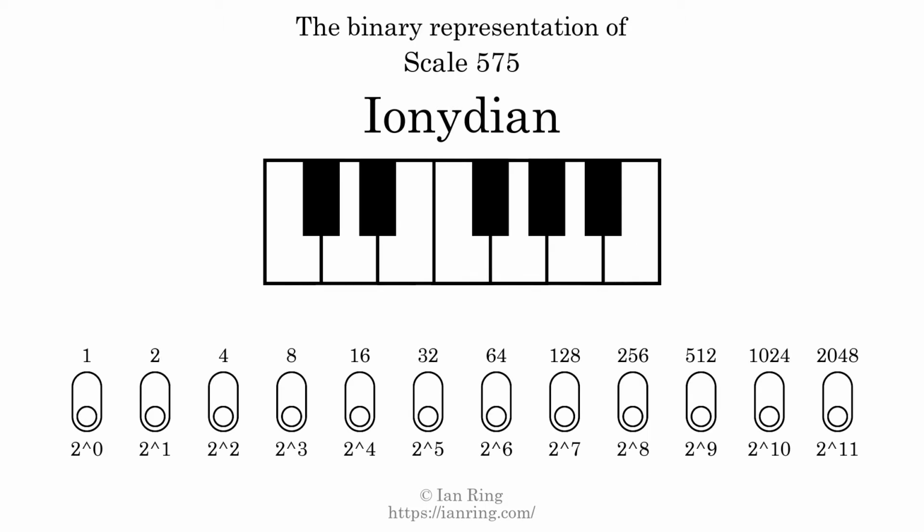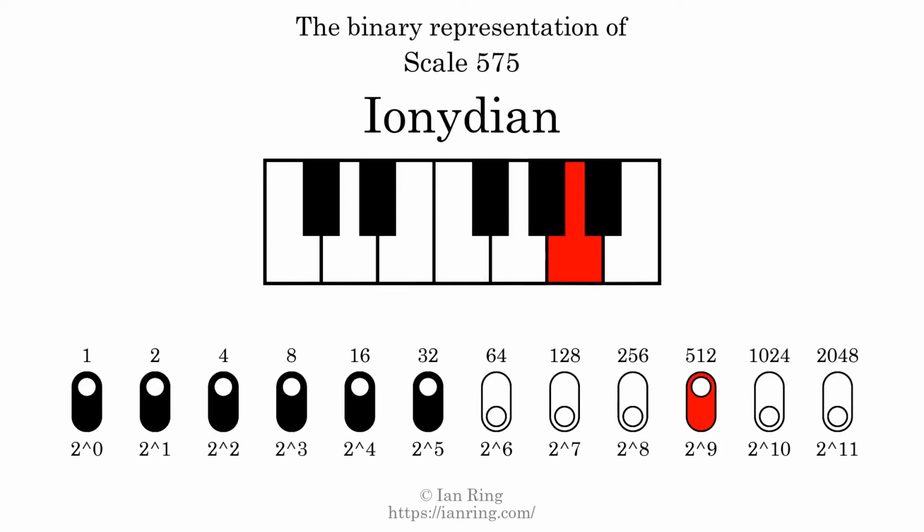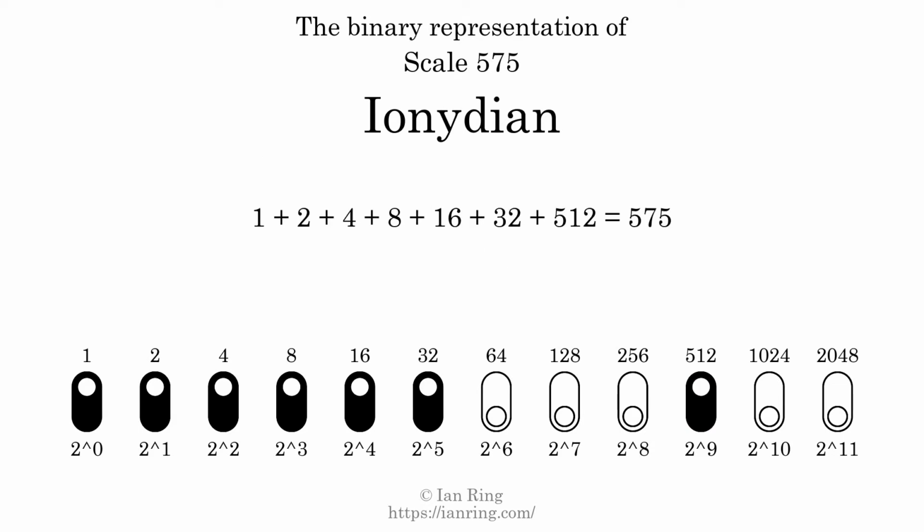The binary representation of this scale is determined by mapping tones of the scale to binary digits. Each binary digit represents a power of 2. To get the scale number, we add the powers of 2 together. The powers of 2 that are present in the scale, all added together, equals 575. That is why the scale number, in decimal, is 575.